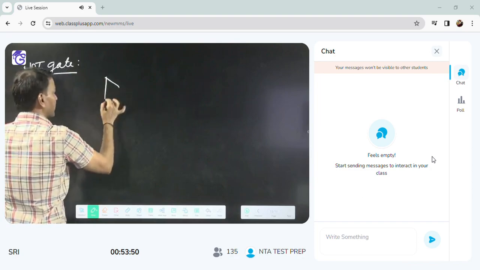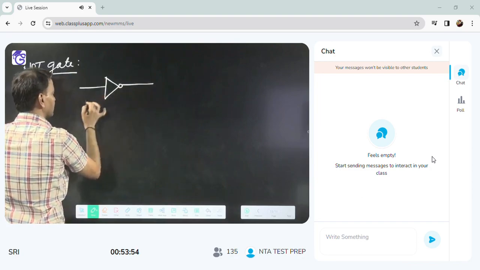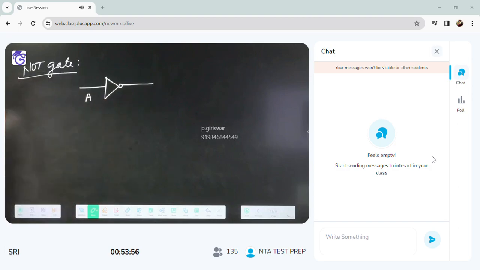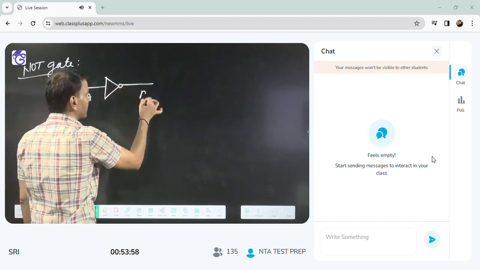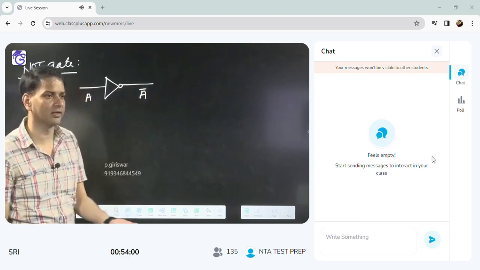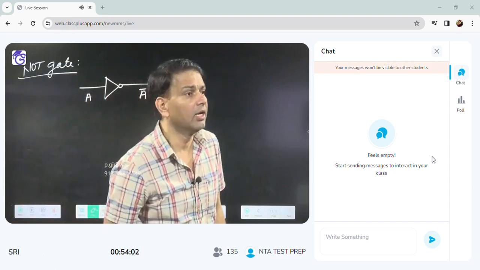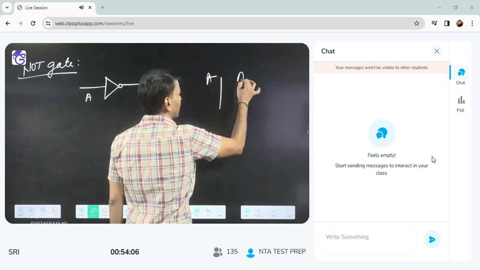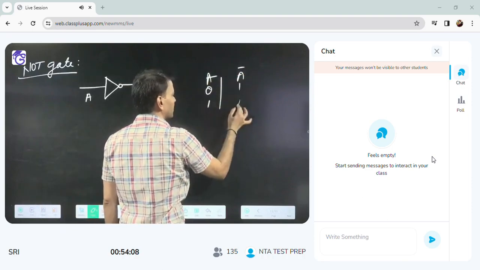NOT gate representation is what? Input A, then what output will we get? We will get A bar. So NOT A means A bar. In that case the circuit diagram is very simple. A and A bar: when A is 0, output is 1, and when A is 1, output is 0.